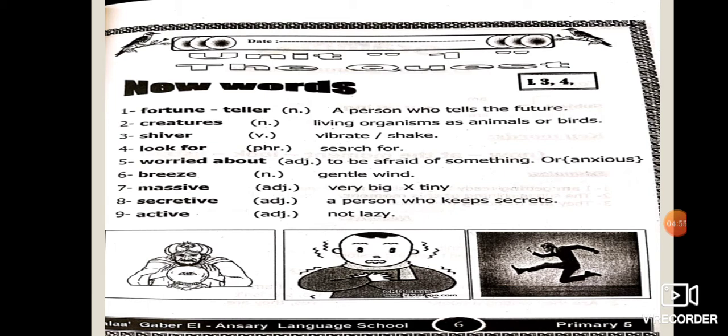Number 6, breeze. Breeze is a noun which means gentle wind. When there is a gentle wind in the air, we call it breeze. Like in the early morning before the sun appears, there is a gentle wind, a good and fresh air. We call it breeze.